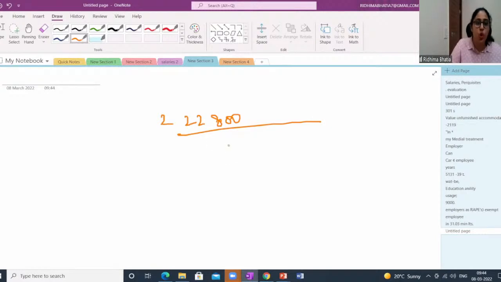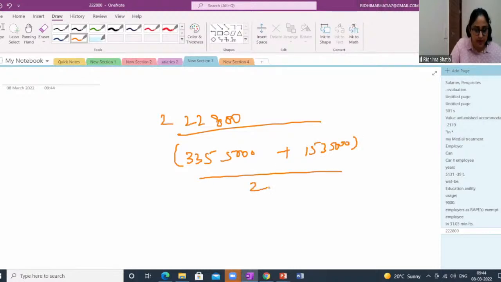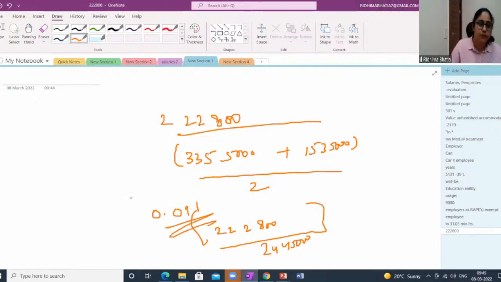Divide by the average of opening and closing balance. The average would be 33,55,000 plus 15,35,000, divide by 2. So this would come as 2,22,800 upon 24,45,000. If you do this, your R factor will come, which would be 0.091. So PC, which is the current year's excess employer contribution, divided by 2 into 0.091. Is it clear? That part is done.